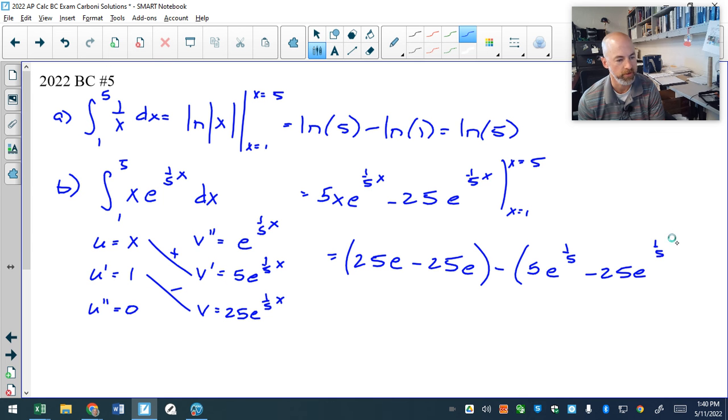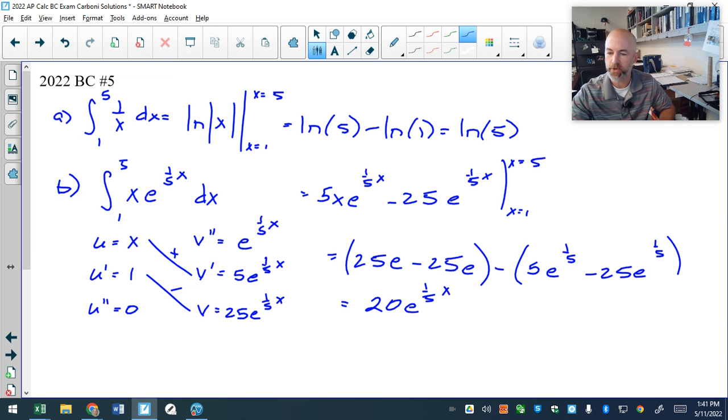And I honestly would leave the answer like that myself. However, this is really cute. This cleans up really nicely. That's 0. That's going to be a negative 20 e to the 1/5. And when we subtract that negative 20, the answer is 20 e to the 1/5. And I'm taking a risk by cleaning that up because you don't have to do that. But I feel like showing off. All right, let's move on to C.